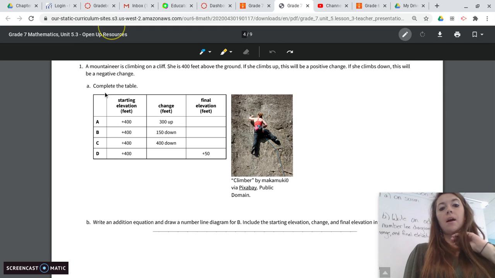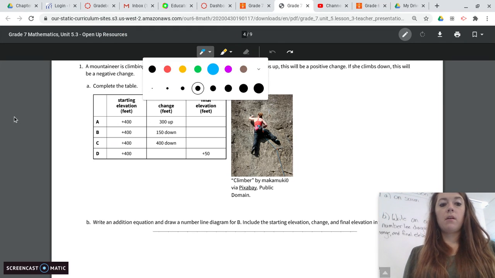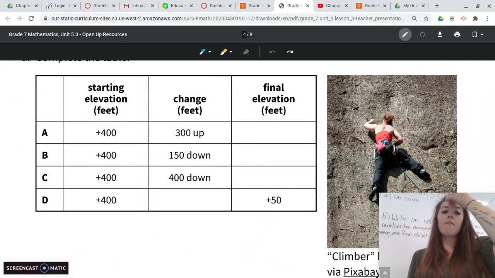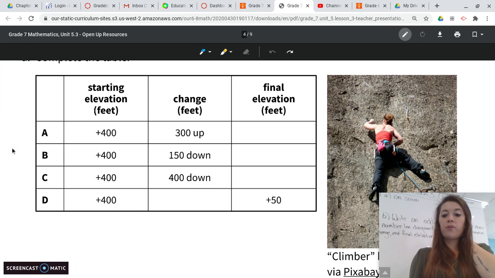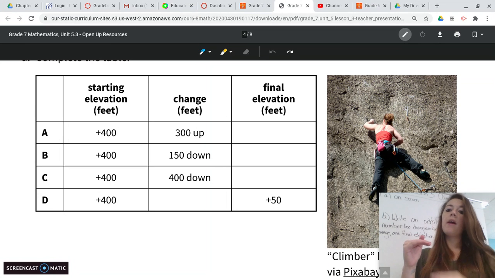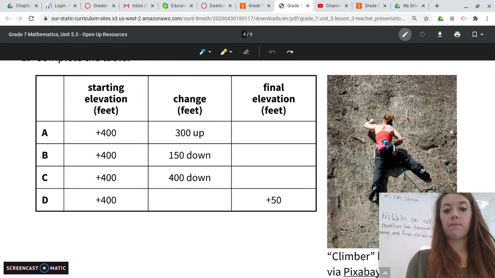So that's going to be our negative change. What we want to do is complete this table. Let me get that all set up. I'm going to zoom in so we can see this a little better. Our starting elevation for the first example is 400 feet. It's 400 for all of them. The change in feet, for this first one, she goes up 300. So if we're at 400 and then we go up 300, where are we going to be? 700, and a positive 700 more specifically.